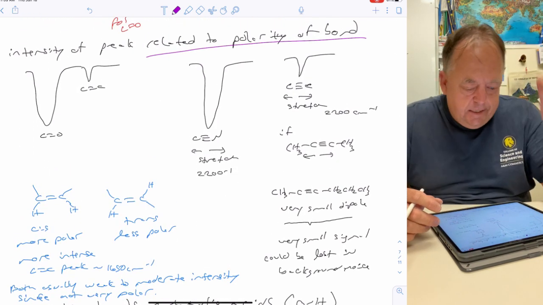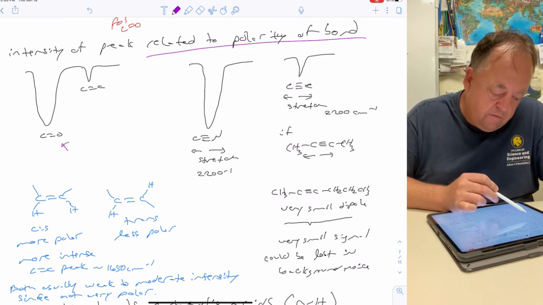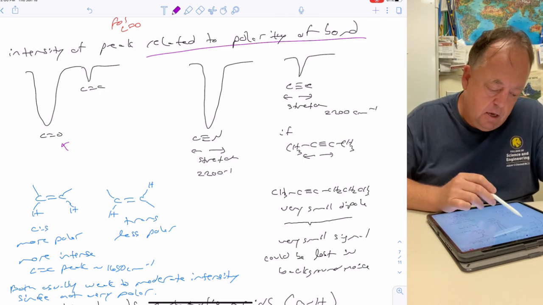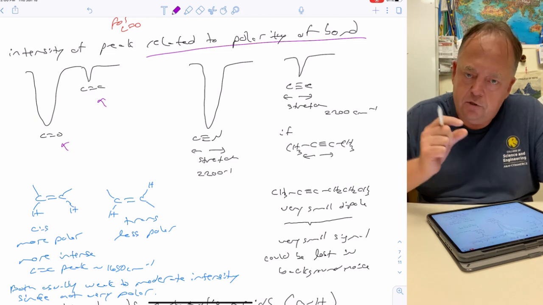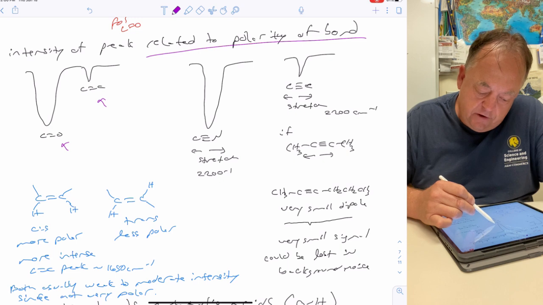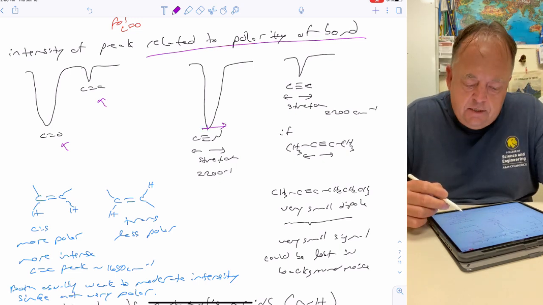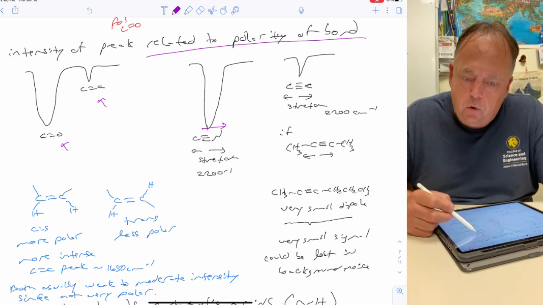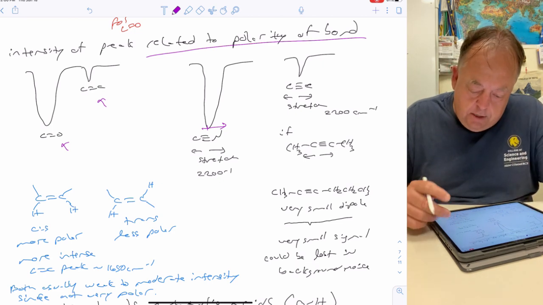Okay, so the intensity of a peak is related to the polarity. C double bond O's are very polar bonds, right? So they usually give very intense peaks. C double bond C's are not as intense, so they usually give much smaller peaks. The triple bond CN is a very polar bond, right? It's got a dipole, so it's going to have a very intense peak. The C triple bond C is not as polar because the two groups are the same electronegativity.